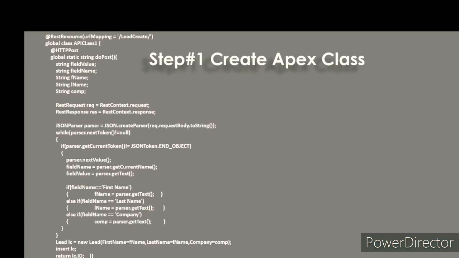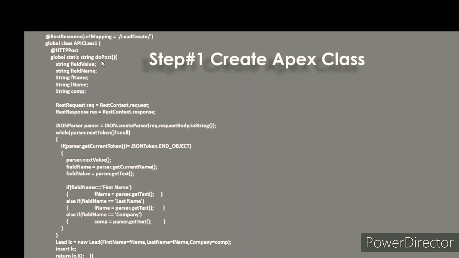So as a first step, I have created an Apex class. Here I have mentioned URL mapping as lead create. So this is part of our endpoint. And then I have an API class 1 and made it global, both class as well as method.